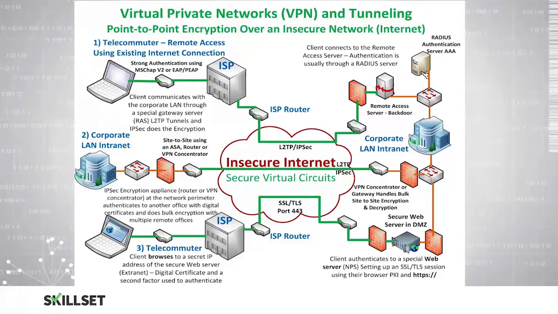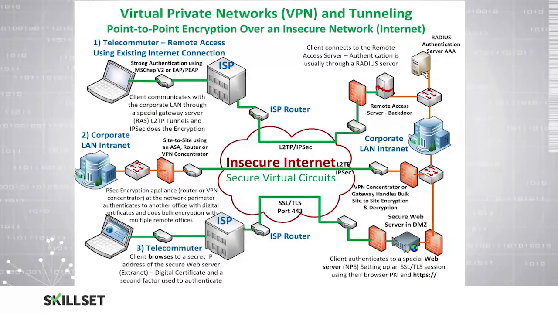Option 2 demonstrates how you can use site-to-site VPN to create secure communications between two sites in your infrastructure. You would use an IPsec encryption device like a router or a VPN concentrator at the network perimeter of both locations. This would create an L2TP/IPsec tunnel between the two locations, and all of the data transmitted between the two sites would be encrypted to prevent individuals that are not authorized from intercepting the communications.